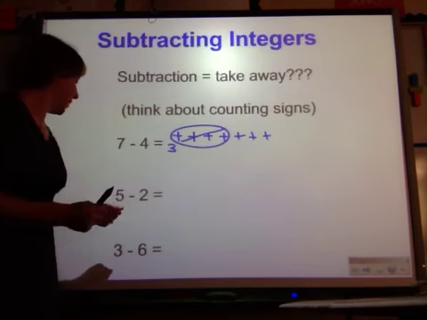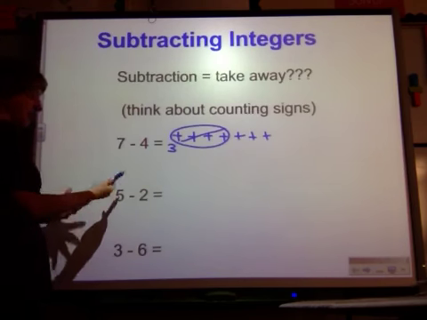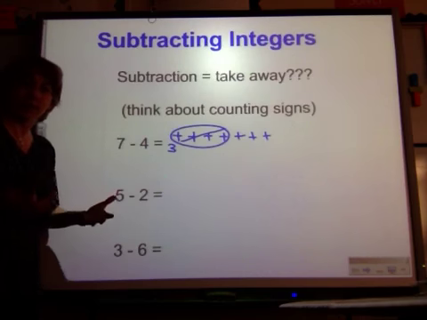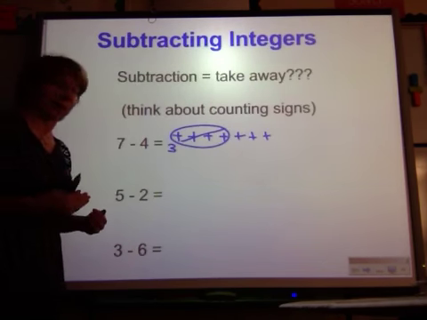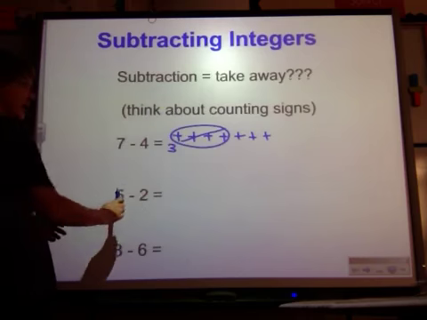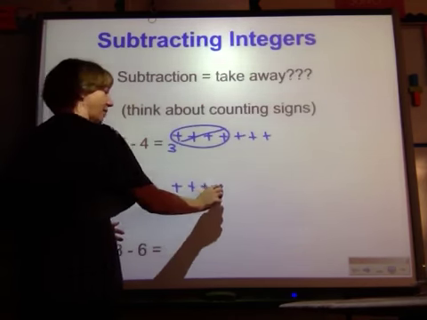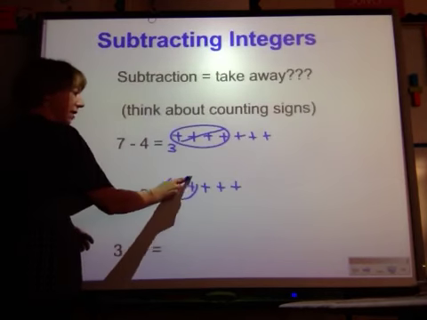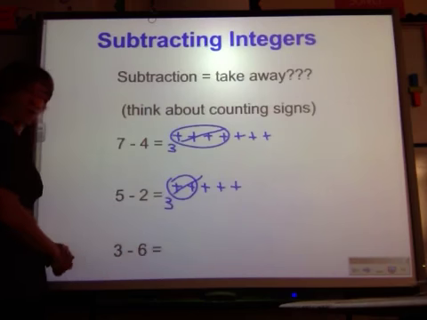No problem. If I get down to 5 minus 2, I could do the same kind of thing. I could say Johnny has 5 cookies. Sally took 2 away. How many cookies does Johnny have left? That's kind of a more typical elementary type way of looking at it. But I'm going to look at counting signs here. If I have the number 5, that's represented by 5 positive signs. And I'm trying to take 2 away. Not a problem. I take 2 away. I have 3 left. So my answer is 3.